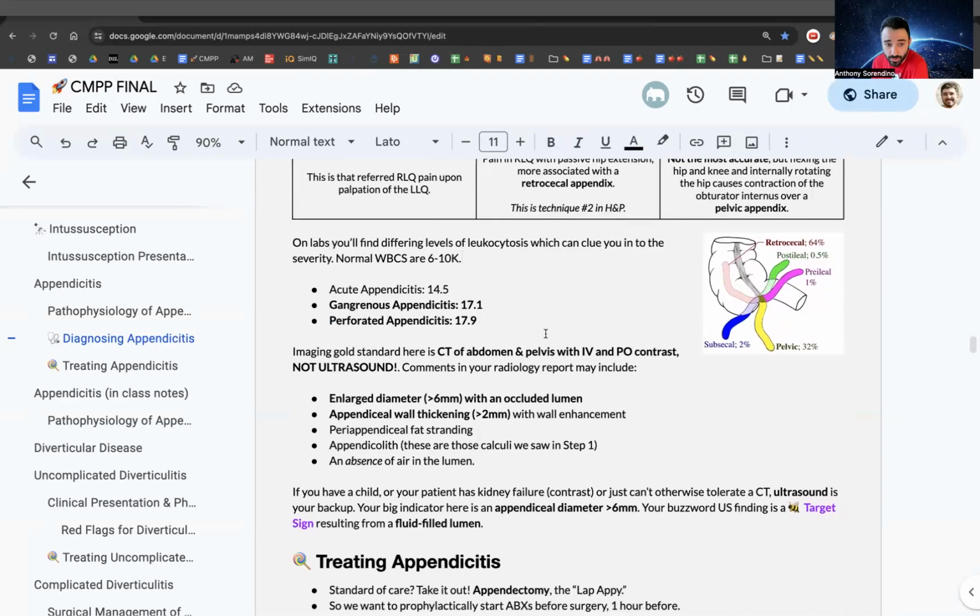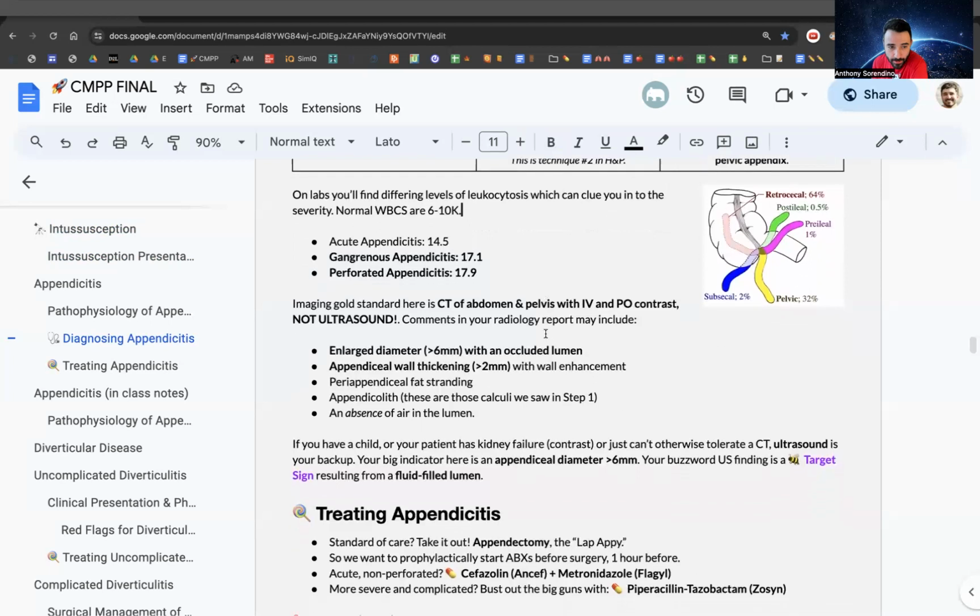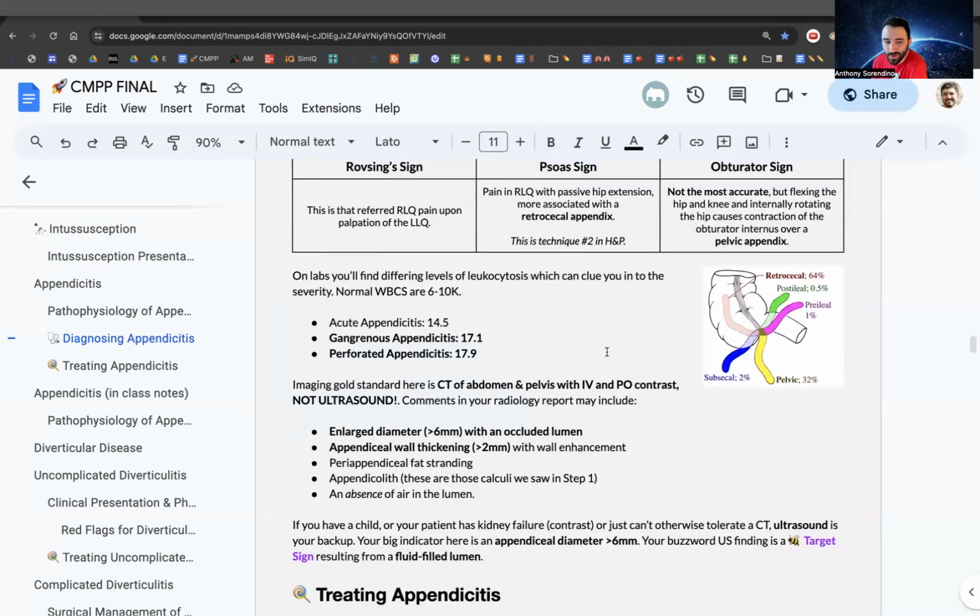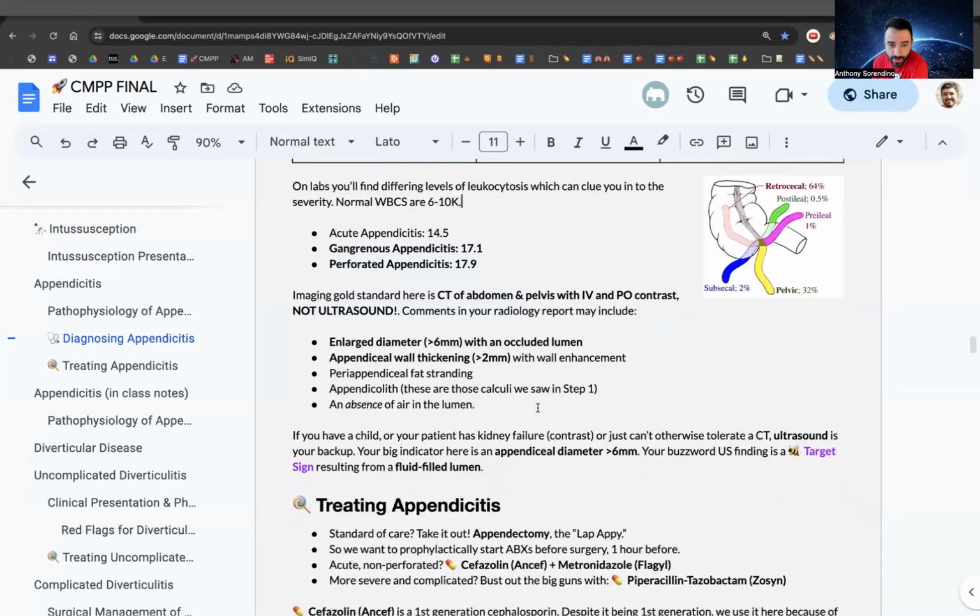So white blood cells, if they are, I guess, 14.5 or less, it's acute appendicitis. If it's 17.1, it's gangrenous. And if it's 17.9, it's going to be perforated. Gold standard here is going to be a CT scan of the abdomen and pelvis, because we don't know where it is, with IV and PO contrast. So not ultrasound. That was something that I was like, hey, I wonder if ultrasound is it. It's not. It's a CT scan. So just remember that. Ultrasound isn't the answer for everything.